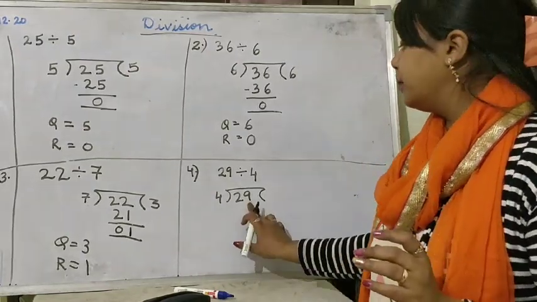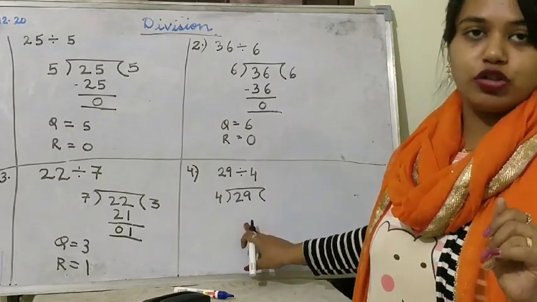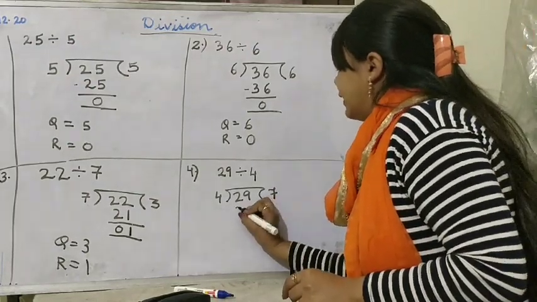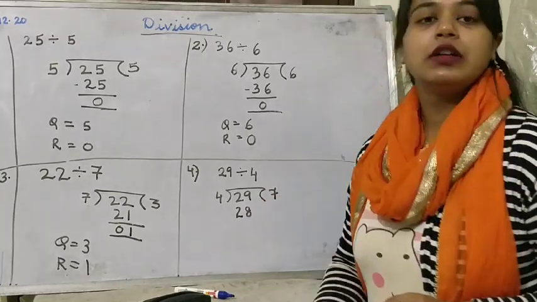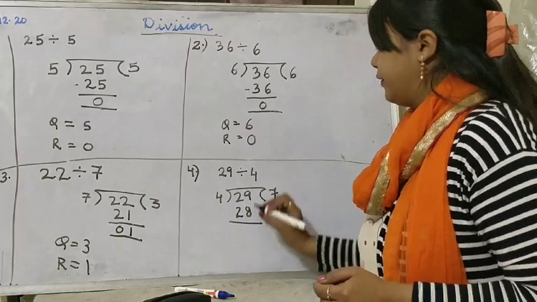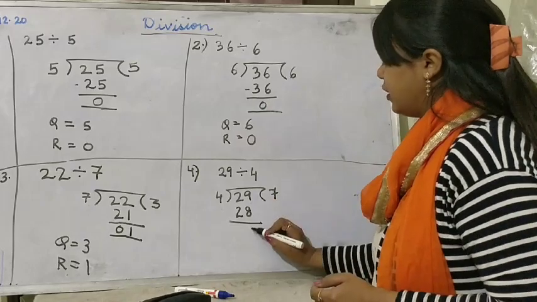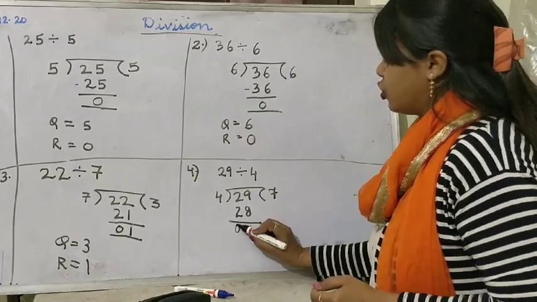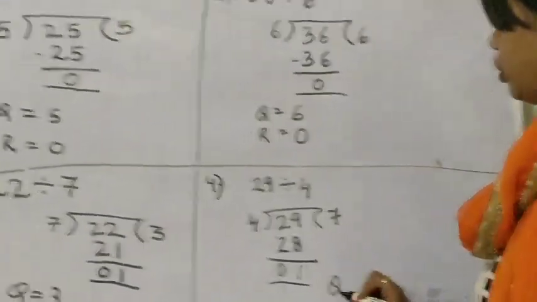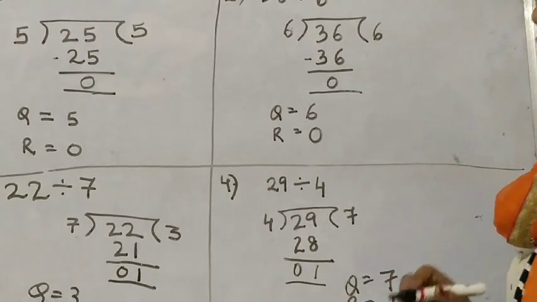We will write the number which is smaller, lesser than the given dividend, and nearest also. So we will write 4 sevens are 28. Okay, the nearest and the smallest number to the dividend. Now what do we have to do? We have to subtract. 9 minus 8, 1. 2 minus 2, 0. So what is your quotient or the answer here? 7. Q is equal to 7 and R is equal to 1.